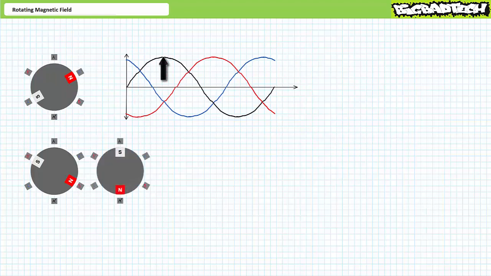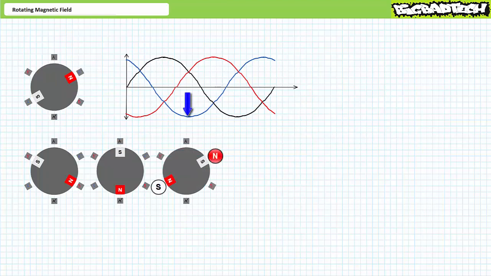Some moments later, L1 peaks positively. A is a north, and A' is a south. The north end of the rotor is attracted to A', and the south end of the rotor is attracted to A. The rotor continues to turn clockwise. Some moments later, L3 peaks negatively. C is a south, and C' is a north. The north end of the rotor is attracted to C, and the south end of the rotor is attracted to C'. The rotor continues to turn clockwise.